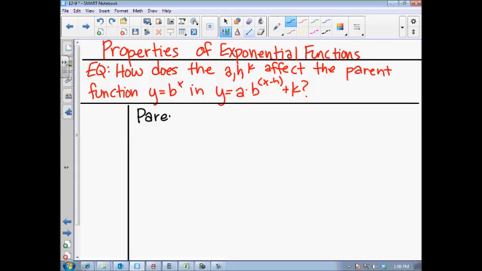Alright, so our parent function is the most basic function. For a quadratic, the parent function would be y equals x squared. That's the most basic quadratic you can get. We're doing exponentials today, which would be y equals some number b raised to the x.